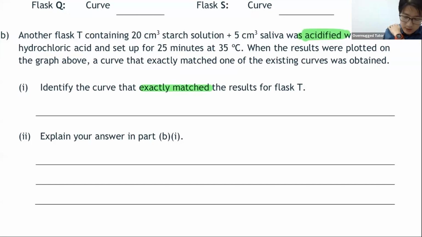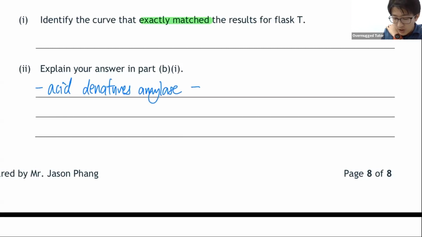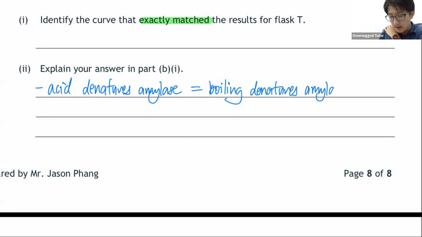Okay, so points that we must have over here, points that we must have. Okay, acid denatures amylase, which is the same as boiling denatures amylase. Okay, so this is one key point that I think it will be very easily missed out. So let's jot this down and be done with the first 10.